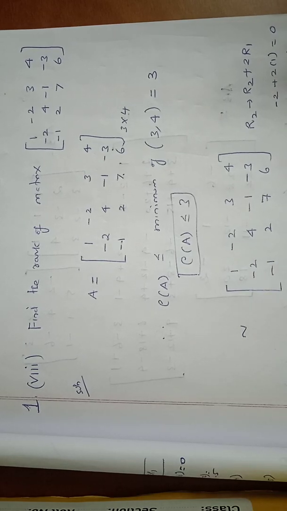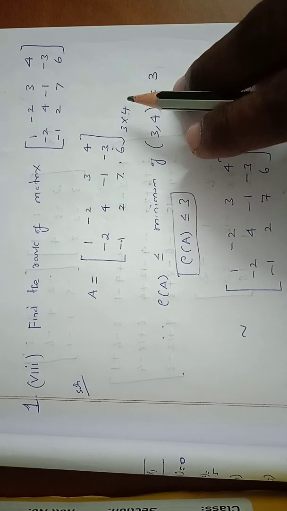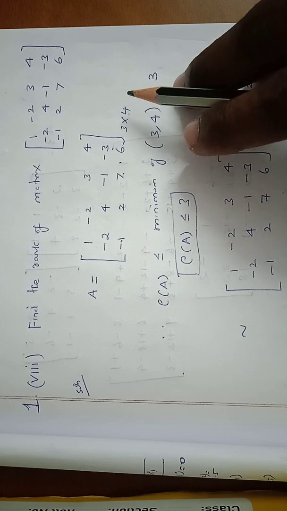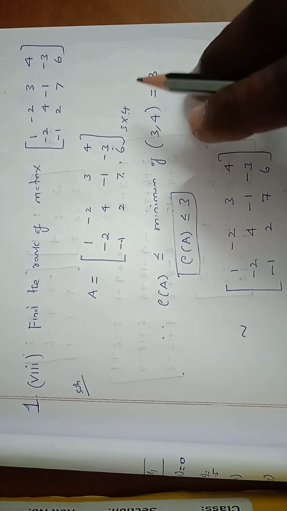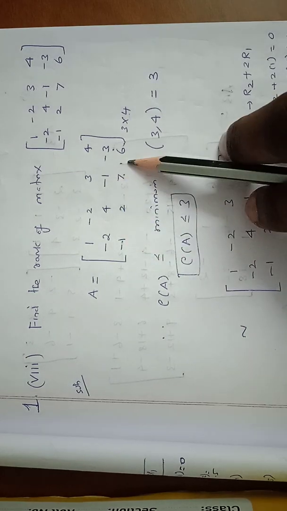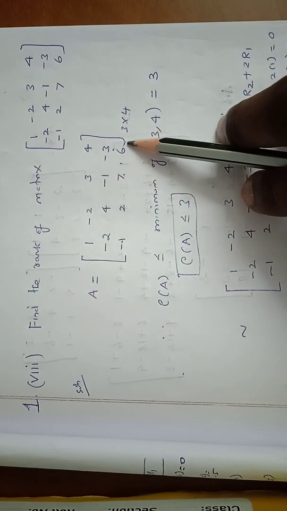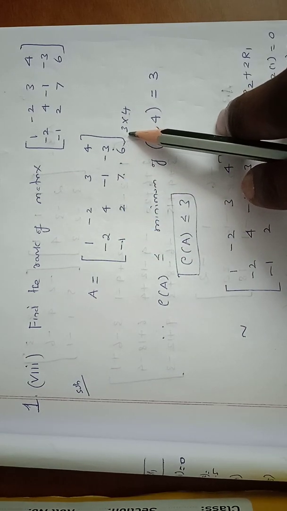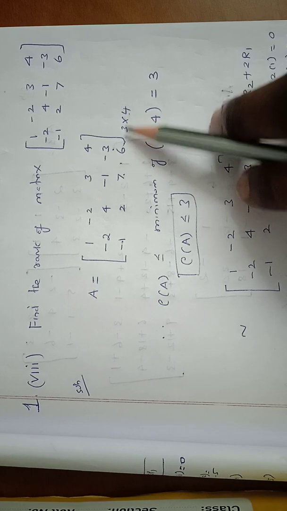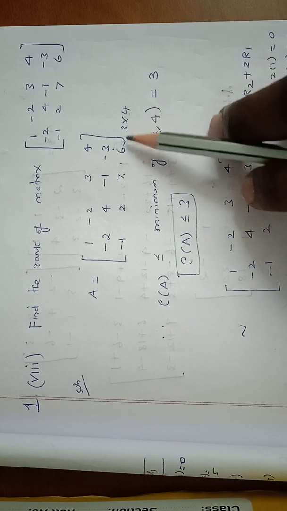Find the rank of the matrix 1, -1, -2, 3; 4, -2, 4, -1; 3, -1, 2, 7, 6. The given matrix is of order 3 by 4, so 3 rows and 4 columns.